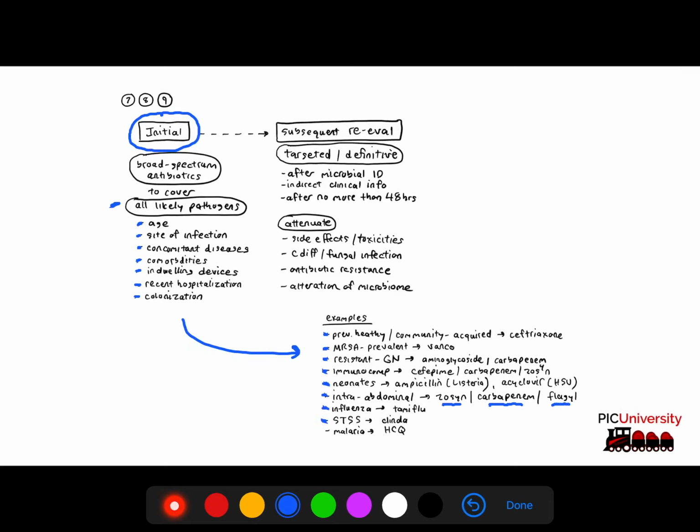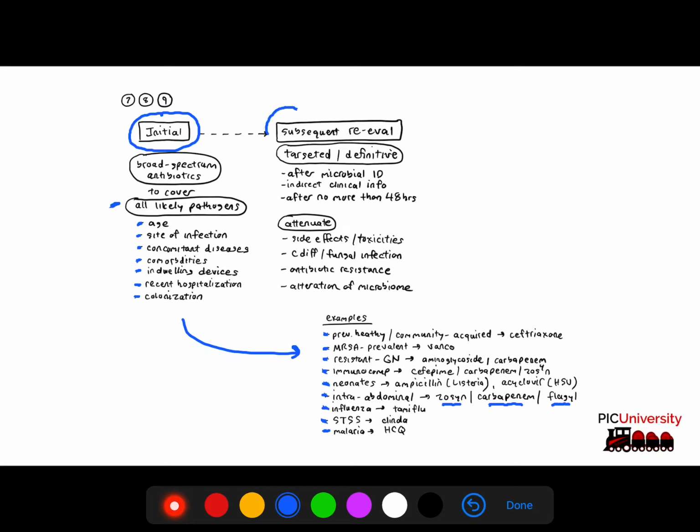For patients that present with sequelae of staph or strep toxic shock syndrome, they should additionally receive clindamycin for decrease in toxin production in this entity. And then for patients who are presenting in an area with high prevalence of malaria, they should receive hydroxychloroquine while evaluation is ongoing. So these hard and fast guidelines are very helpful in terms of determining empiric antibiotic coverage for a large number of patients.